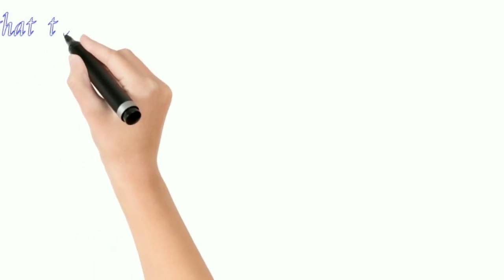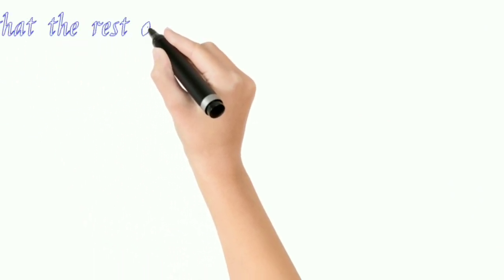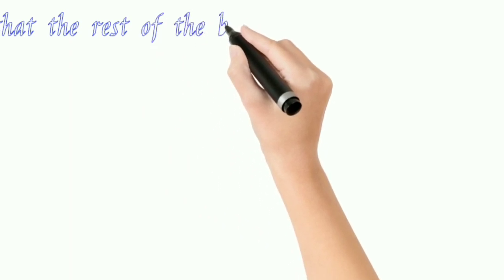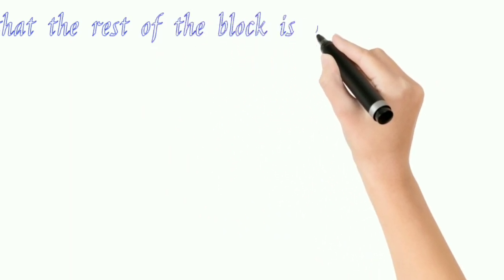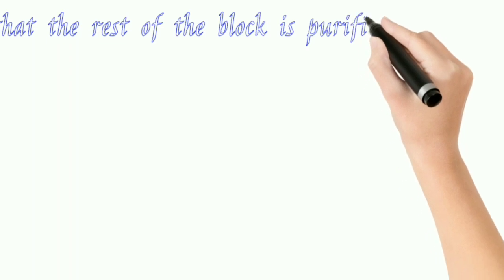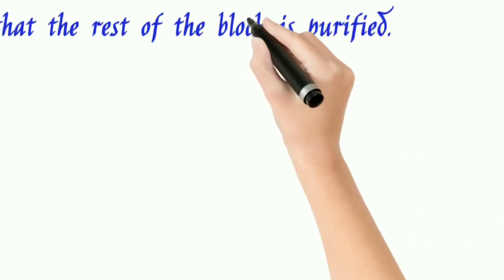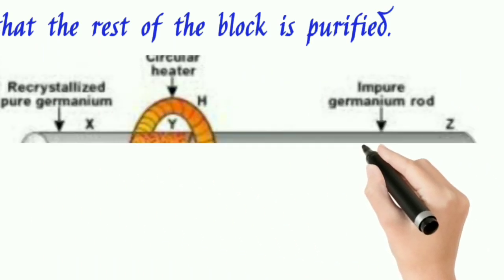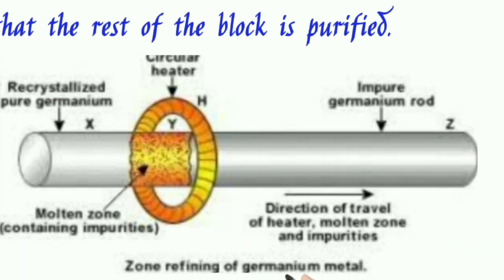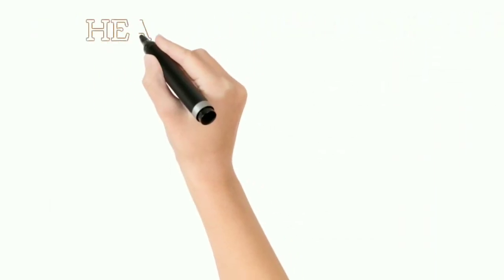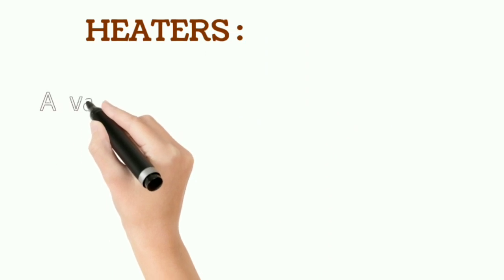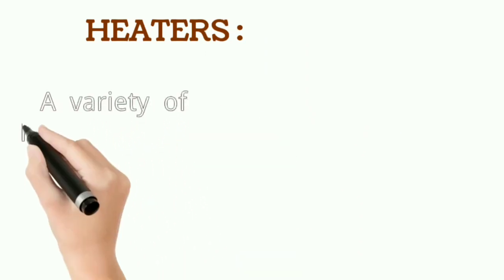See the picture given here now. Let's see how the process works with this principle. Let me explain with the picture I have given below. The picture is about zone refining. Here we have a circular heater, and it is a zone refining process of germanium metal. We are getting pure germanium metal on the left side, and impurities are placed at the right side.